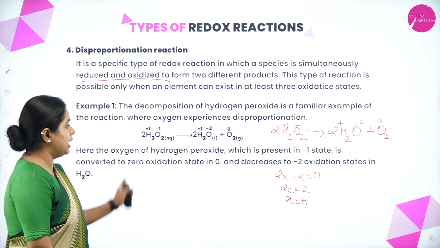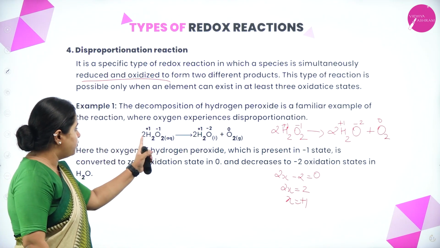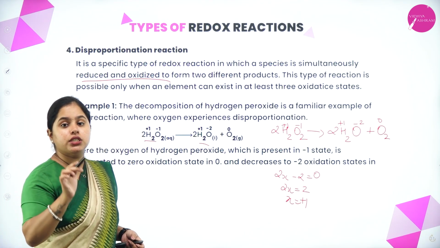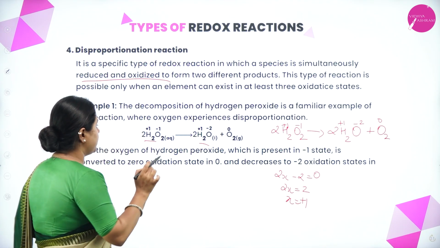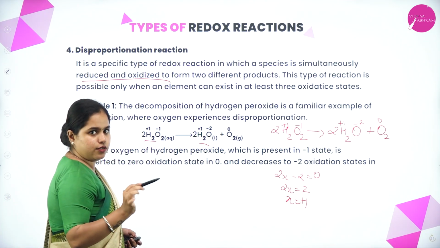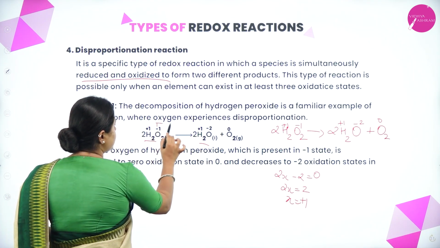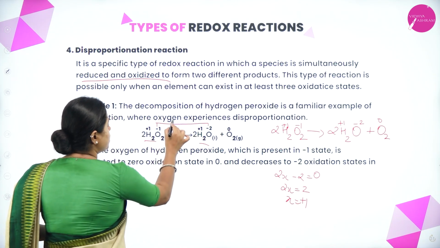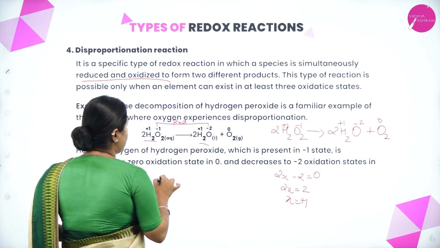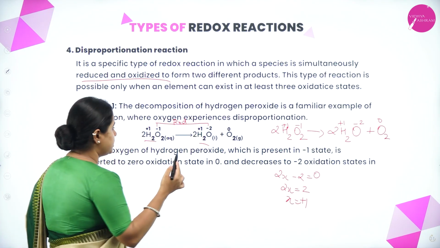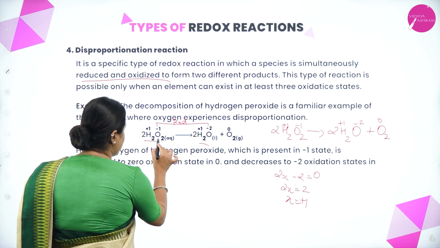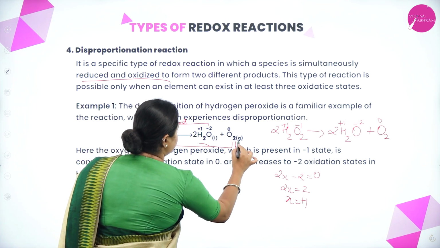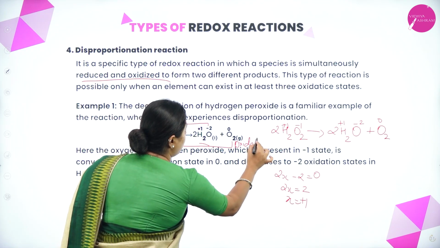So you can observe here that the oxidation number of hydrogen has not changed, but what is happening to the oxidation number of oxygen? In one product, that is in water, from -1 it has decreased to -2. So here reduction has taken place. And in the other product, that is oxygen gas, -1 has increased to 0. It has undergone oxidation.